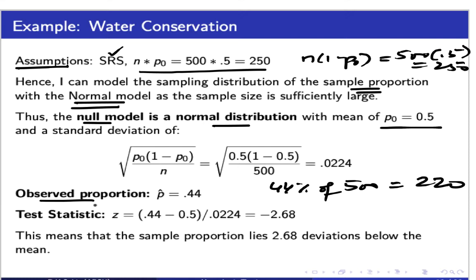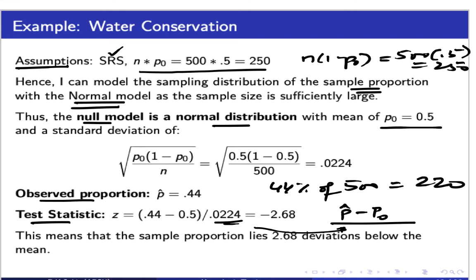Then, once we have the observed, because you have to find the test statistic, it is Z equals P hat minus P0 divided by the standard deviation. So that's how the Z value is found, which gives me negative 2.68. That means that the sample proportion lies 2.68 standard deviations below the mean.